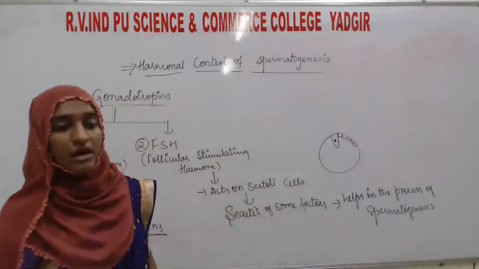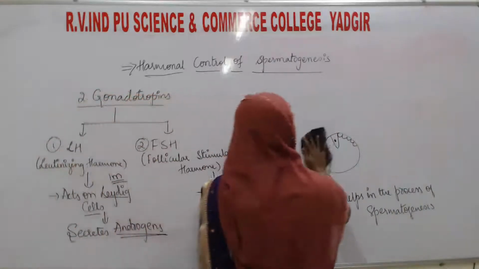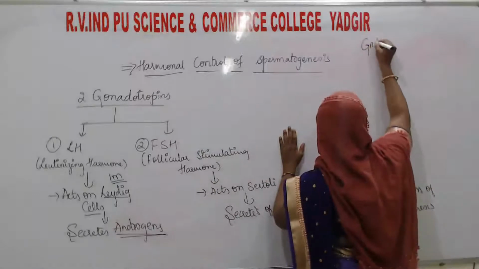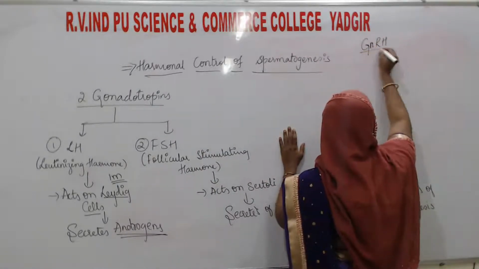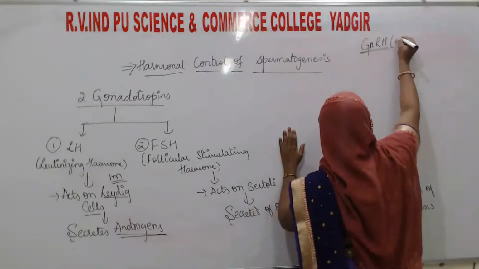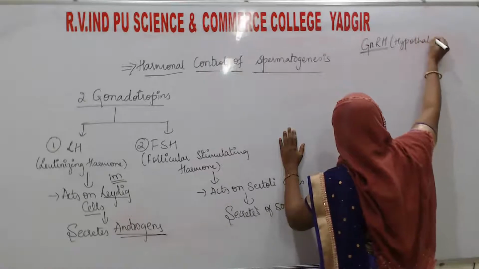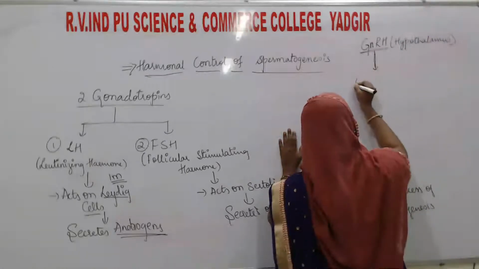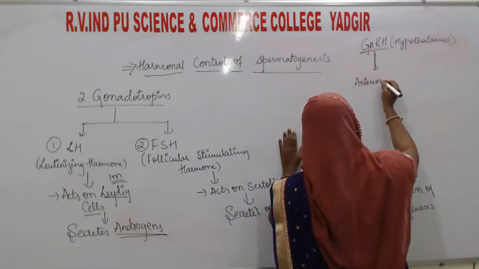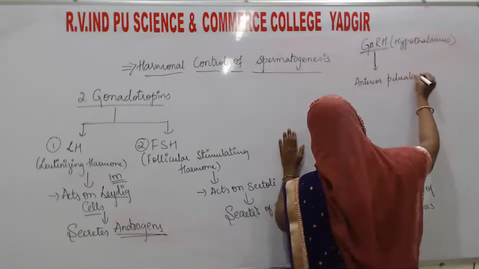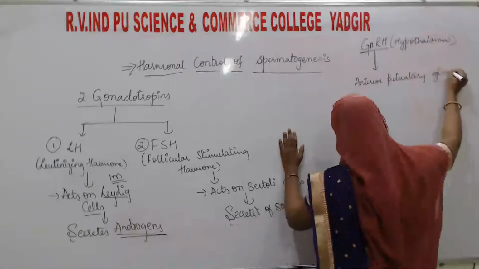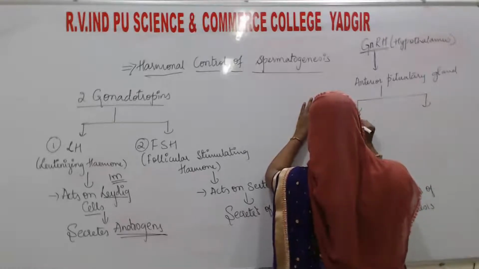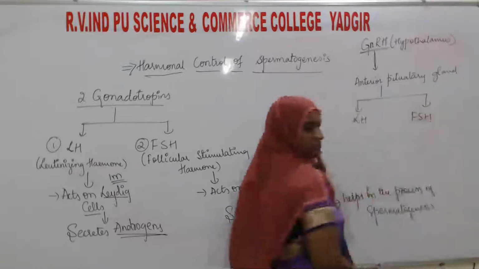Once again, I will tell you about the hormonal control of spermatogenesis. At the age of puberty, GnRH, gonadotropin releasing hormone, is released. From where is it released? From the hypothalamus. From there, it will act on the anterior pituitary gland to stimulate it to secrete two gonadotropins: luteinizing hormone and FSH.